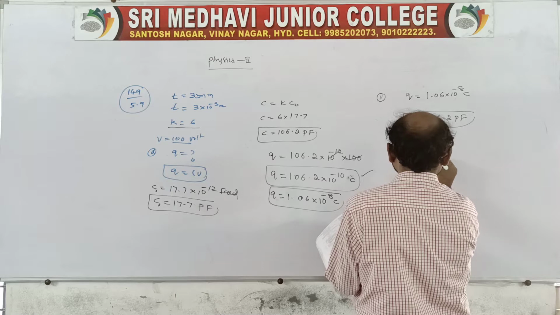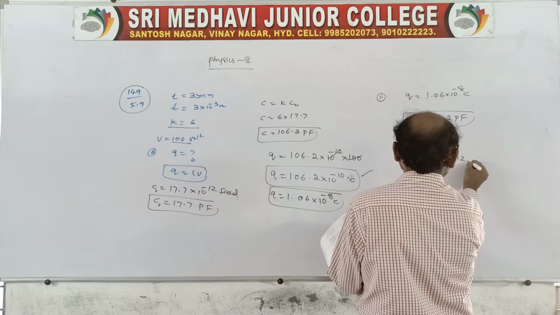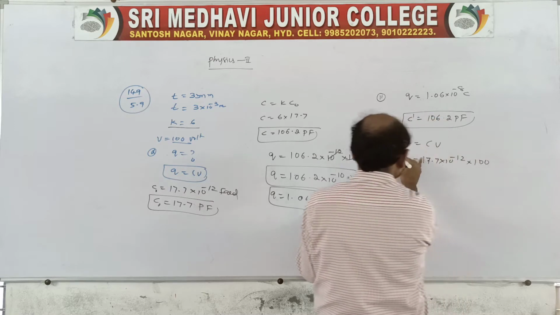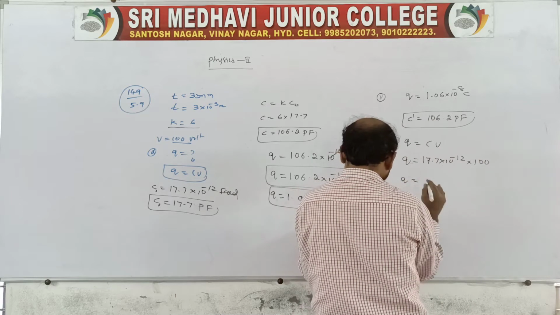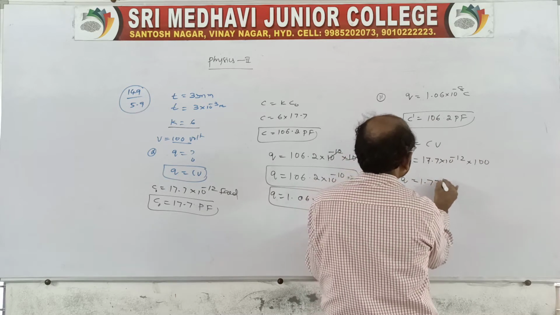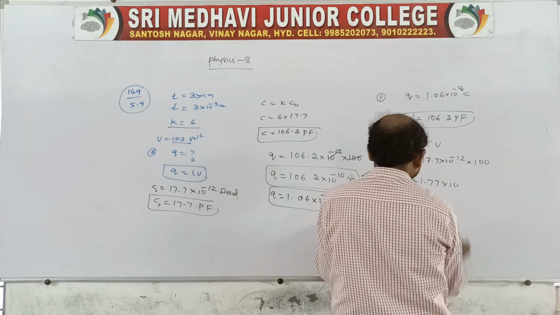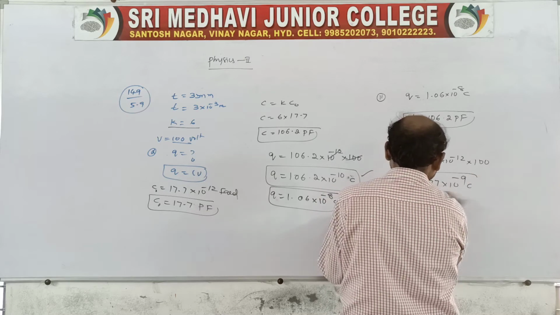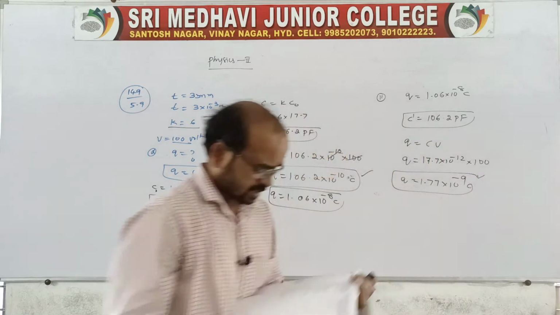Otherwise 17.7 into 10 power minus 12 into V value 100 you take. Therefore the charge will be 1.77 into 10 power minus 9, because it remains the same. This is the charge on the capacitor plates.